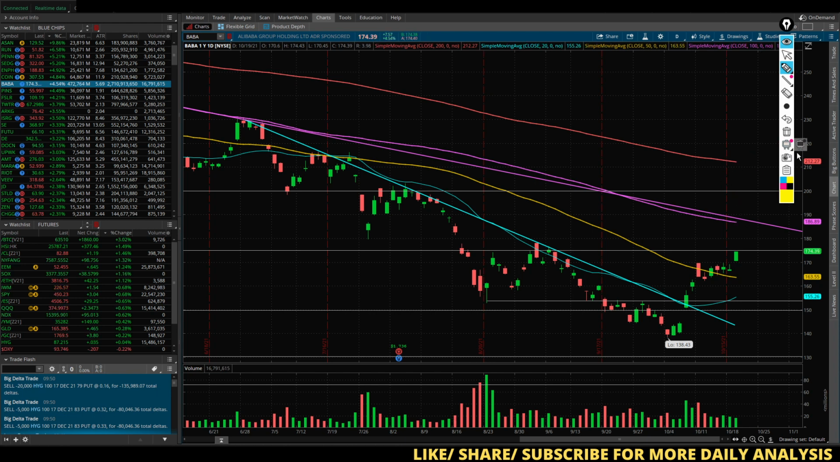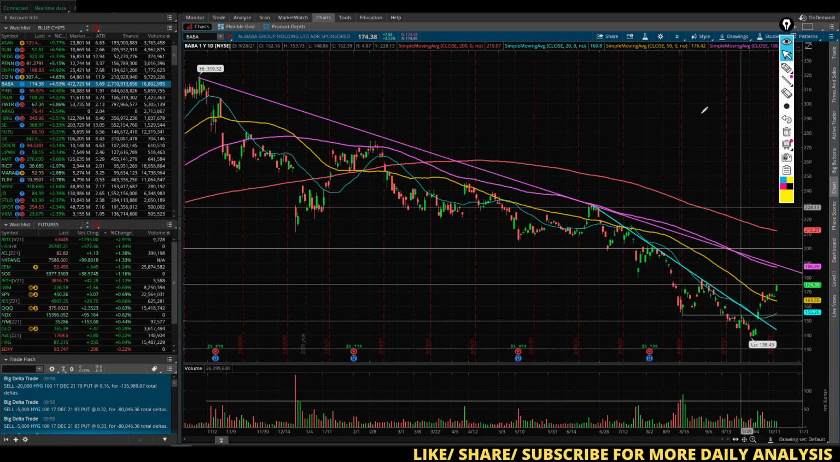But those are the levels I'm keeping an eye on if we see strong momentum in Chinese stocks, because Alibaba is not the only stock that has been catching some bid. There are other names, JD and even EV names are taking off. So these are the levels I'm watching.